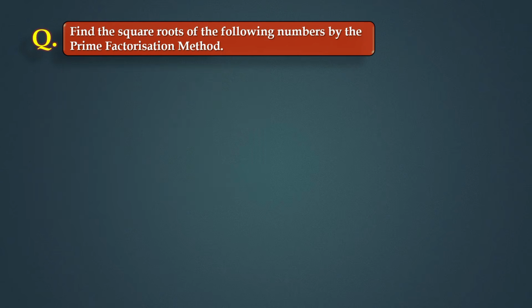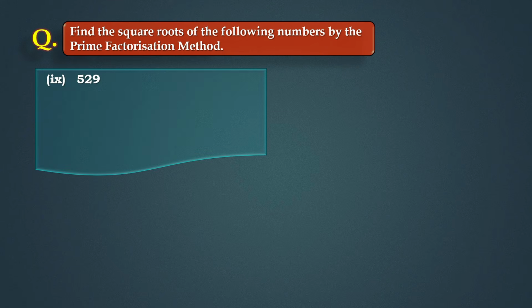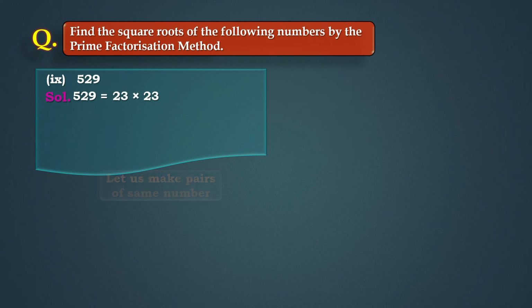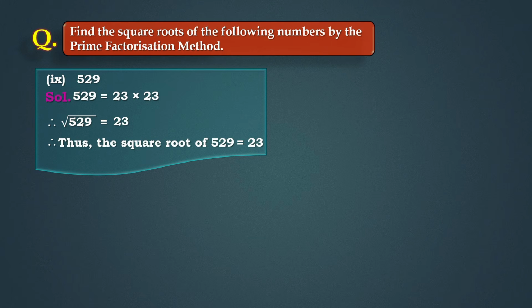Now students, let us solve the next example using the prime factorization method. We are given the number 529. This number can be written as 23 multiplied by 23. Since both factors are the same, we can directly take one of them as the square root. So, the square root of 529 is 23. Thus, we conclude that the square root of 529 is 23.